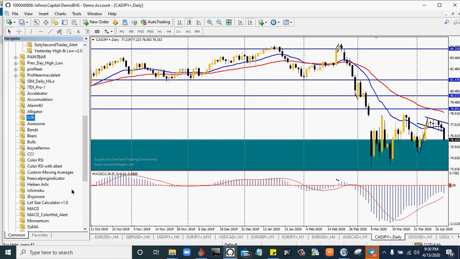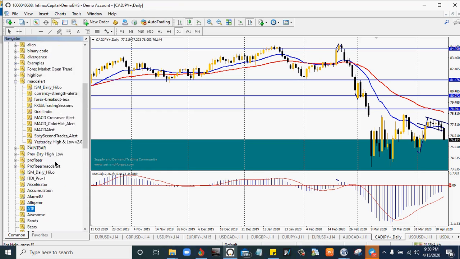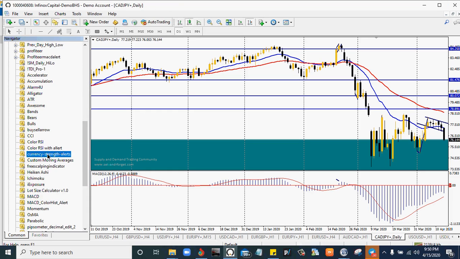If you close your MetaTrader and reopen it, it's going to bring up what you installed. But if you don't refresh, you may not see it. So let's wait for it to refresh. So let's look for it. So this is the currency alert. So it's there. Currency alert.